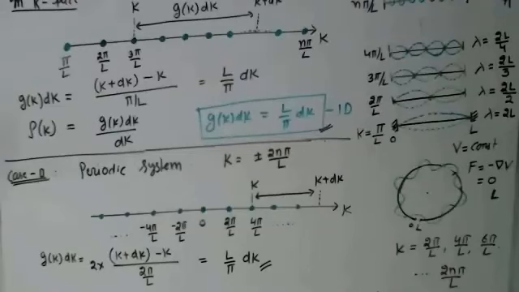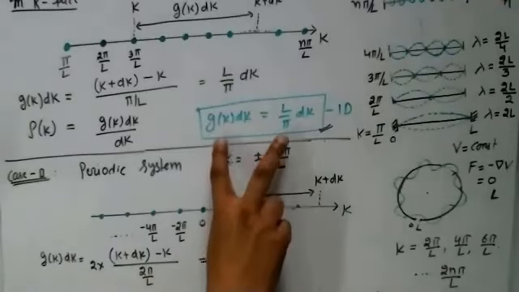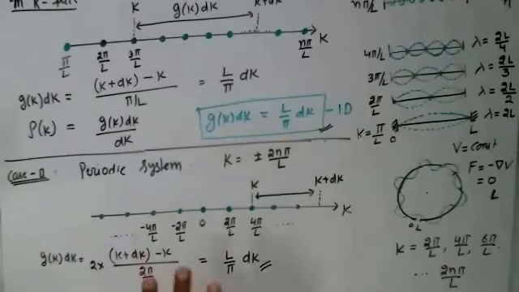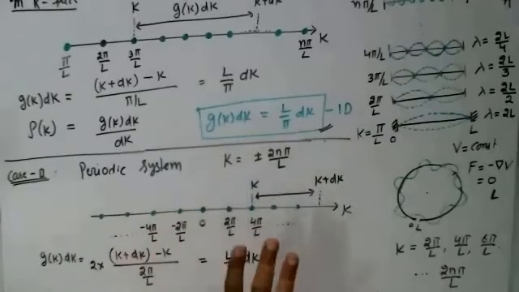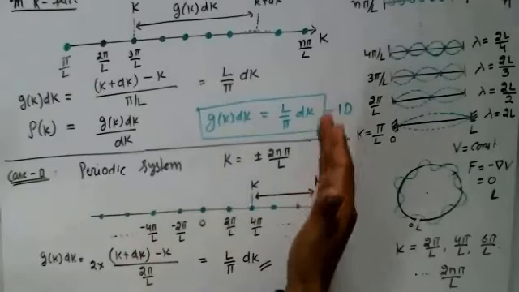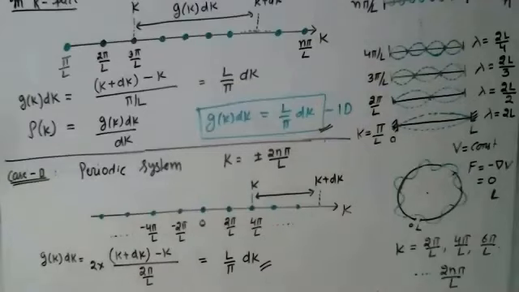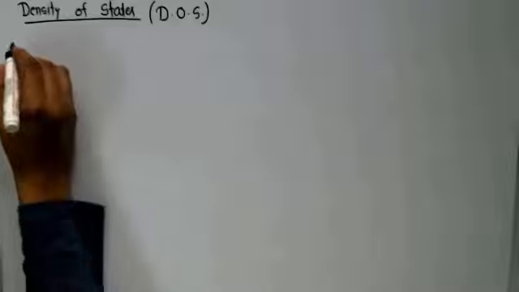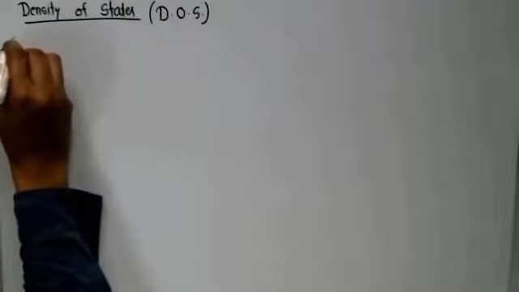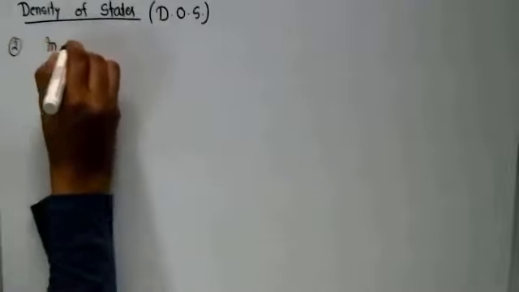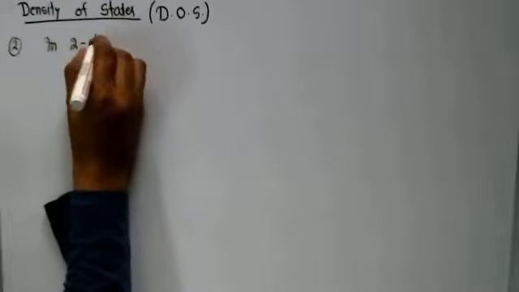Did you understand how to calculate g(k) dk in one dimension? So it is immaterial for us whether it is non-periodic or periodic. The same formula will be used for both. So now let's come to the second case, in 2 dimensions.